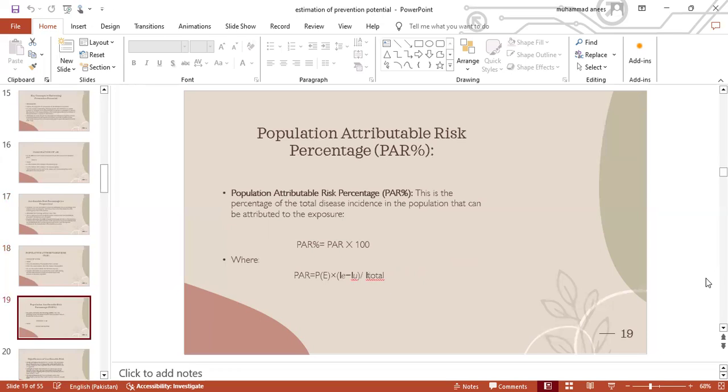Now, what is population attributable risk percentage? This is also the percentage of the total disease incidence in the population that can be attributed to the exposure. The formula is: population attributable risk percentage is equal to population attributable risk × 100, and the population attributable risk formula has been described previously.